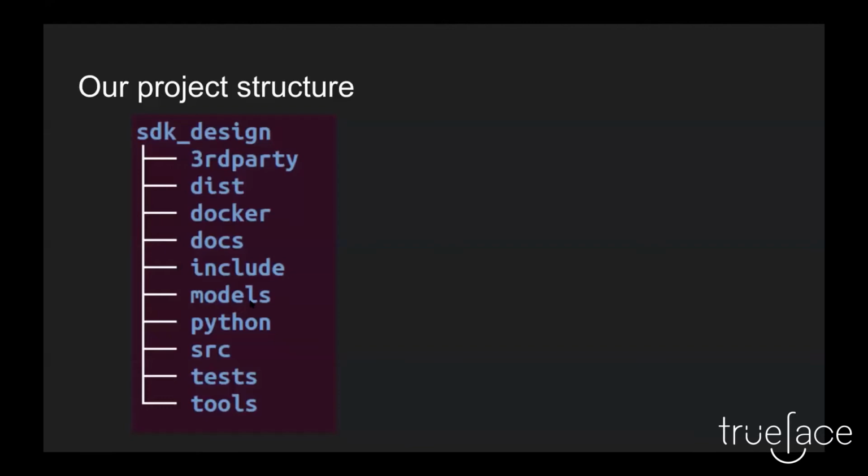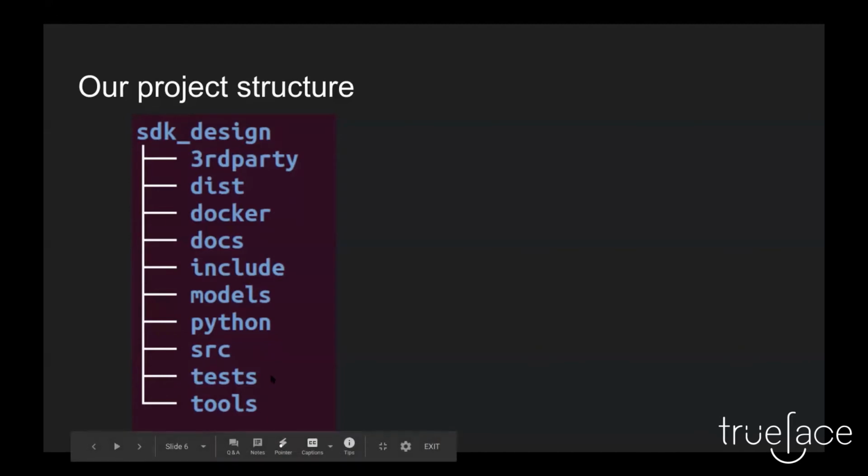Models is going to contain the machine learning models, which are used for inference. Python is going to contain the scripts and source code used to generate the Python bindings. The source directory is going to contain any of our C++ source files, but in addition to that, it'll actually include our other header files, which we don't want to distribute to the end user. So these are kind of like the internal header files.